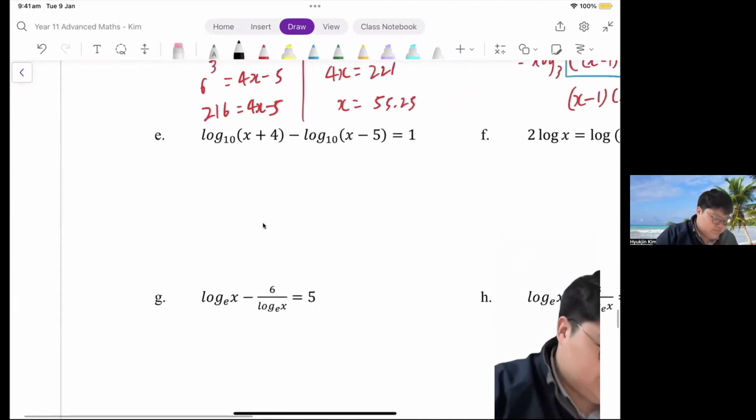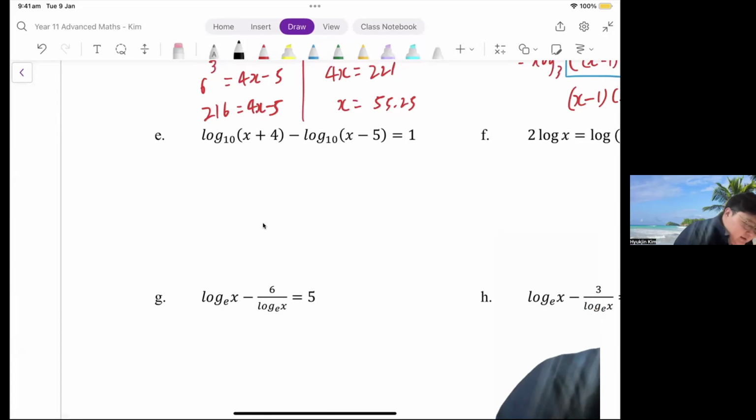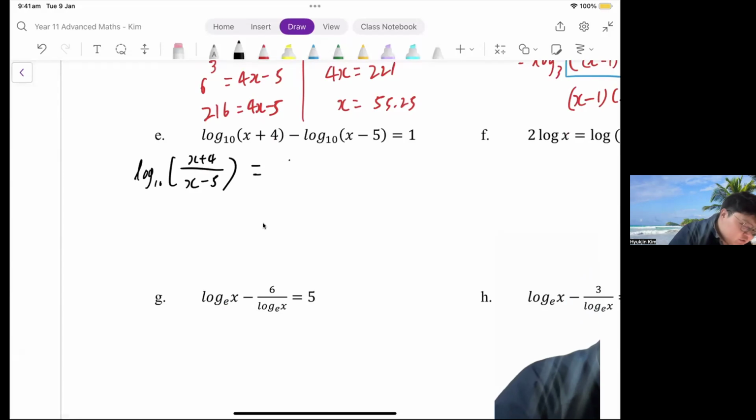All right, let's have a look at this. It seems quite similar. Log 10 of (x plus 4) over (x minus 5). Because it's minus, we do division. That equals 1.